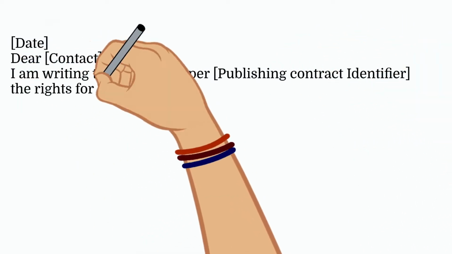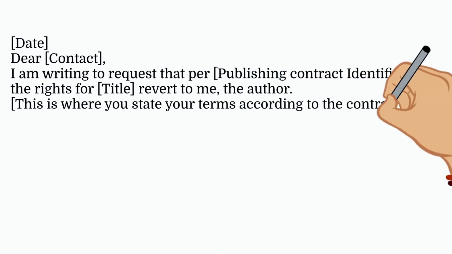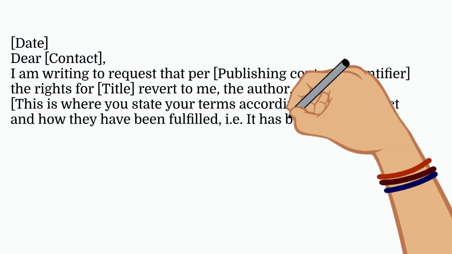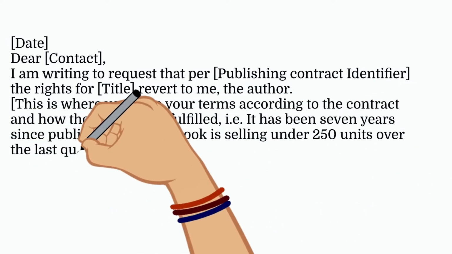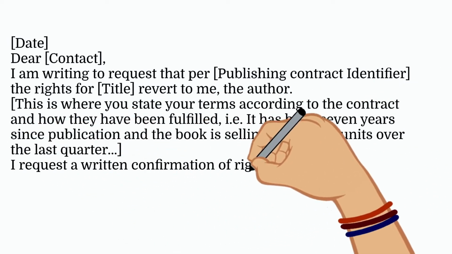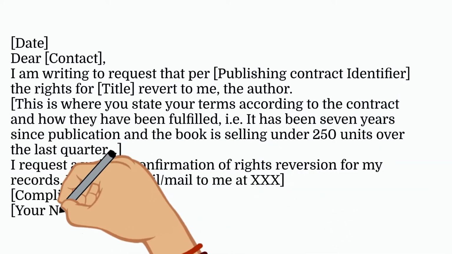Sample letter. If reversion specifications have been met, I am writing to request that per publishing contract identifier, the rights for title revert to me, the author. This is where you state your terms according to the contract and how they have been fulfilled, i.e., it has been 7 years since publication and the book is selling under 250 units over the last quarter. I request a written confirmation of rights reversion for my records.